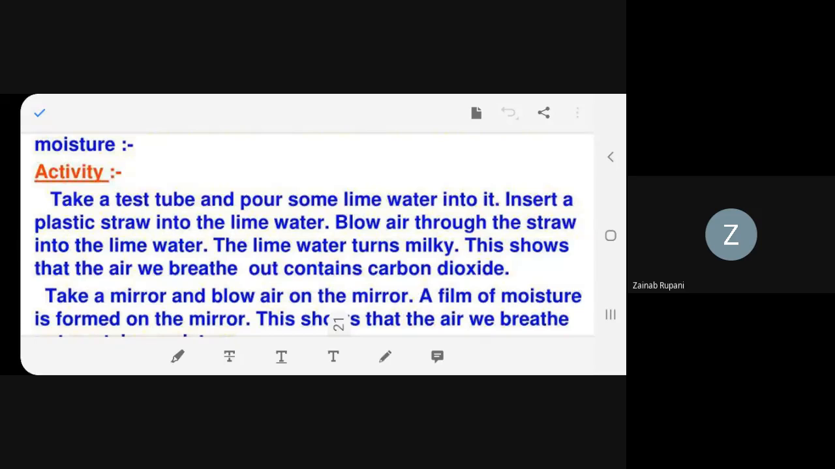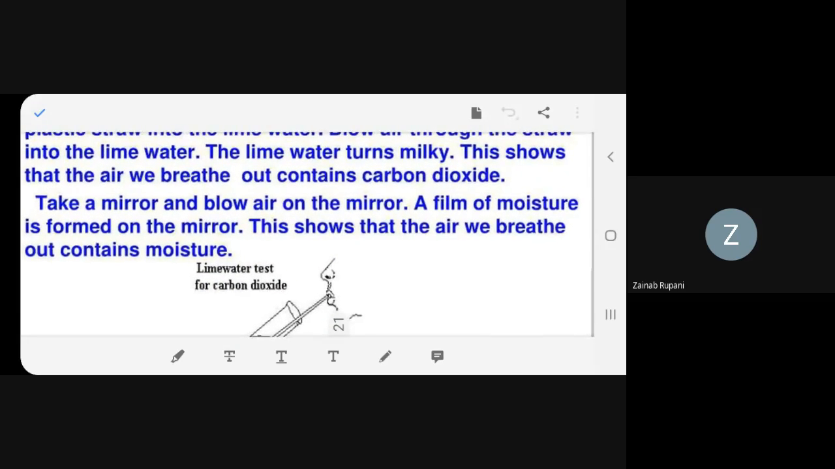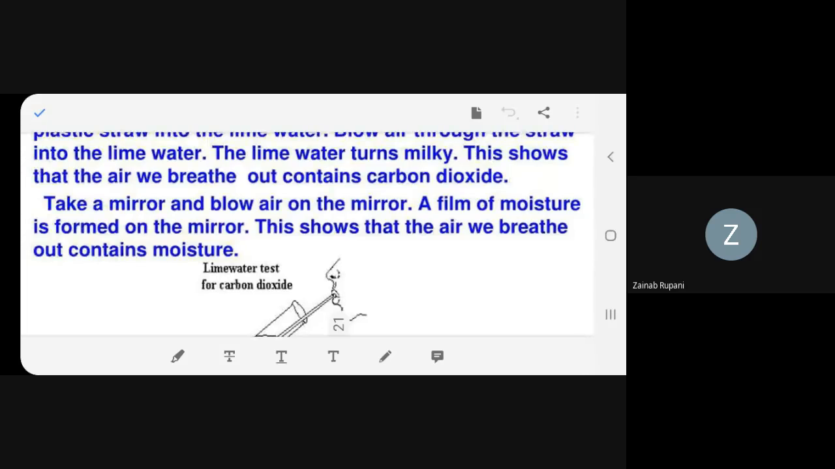Take a mirror and blow air on the mirror. A film of moisture is formed on the mirror. This shows that the air we breathe out contains moisture.